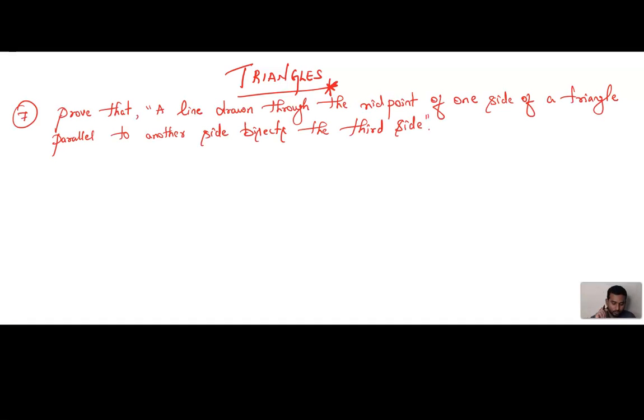Yes, look at it students. Here the question is, prove that a line drawn through the midpoint of one side of a triangle parallel to another side bisects the third side. One thing you might have observed: in my textbook they have given it as using theorem 2.1 or 6.1.